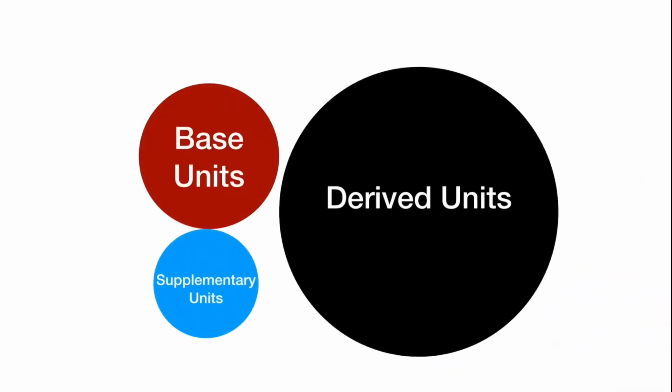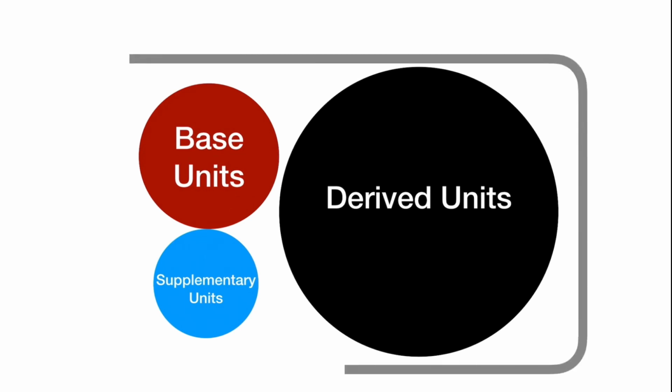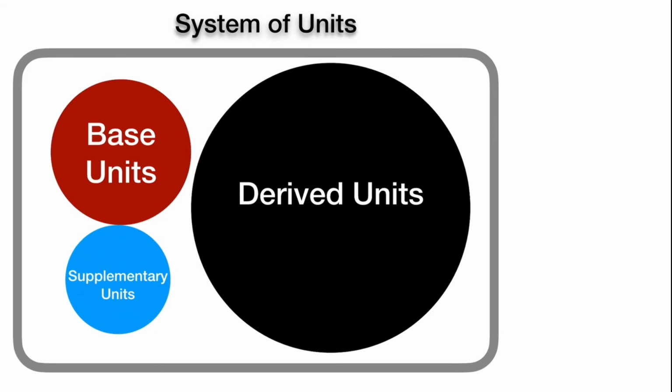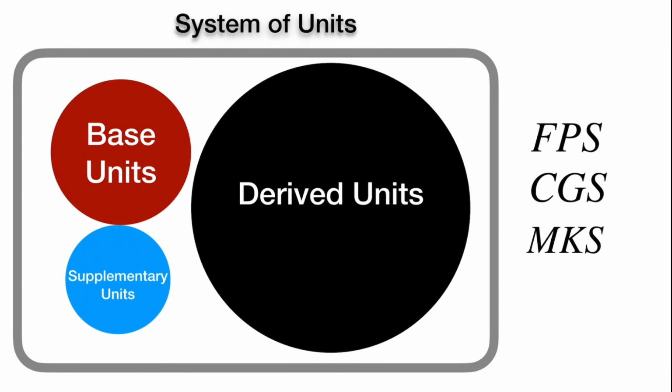Now the set of these base units, supplementary units and derived units is known as a system of units. There are three systems of units: FPS, CGS and MKS. The latest phase of MKS is known as the SI unit of measurement. In our next video, we will be talking about systems of units.